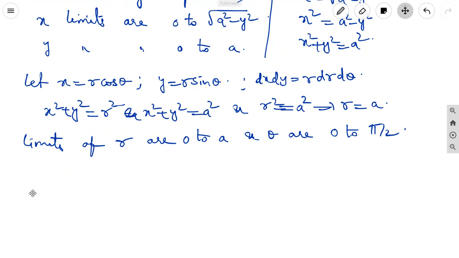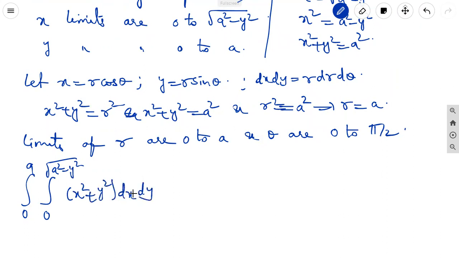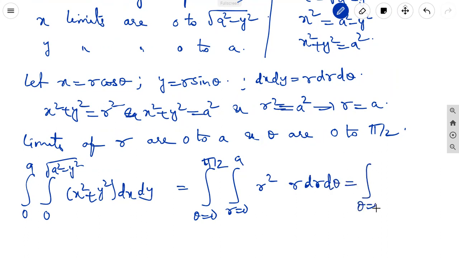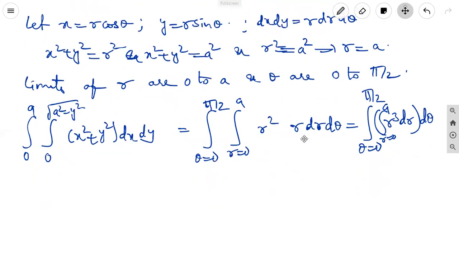Now we can substitute the given integrals. One is 0 to a, another one is 0 to under root of a square minus y square, of x square plus y square dx dy, that is equal to theta equal to 0 to pi by 2, r limits from 0 to a, x square plus y square is equal to r square, dx dy means r dr d theta, that is equal to integral theta equal to 0 to pi by 2, integral r equal to 0 to a of r cube dr, whole d theta. R square into r is r cube.